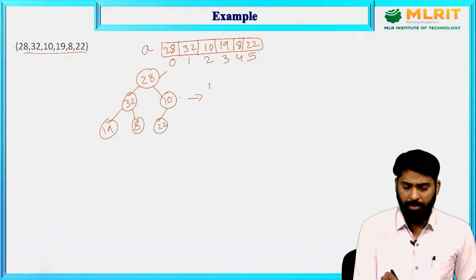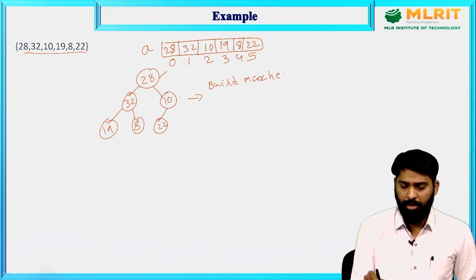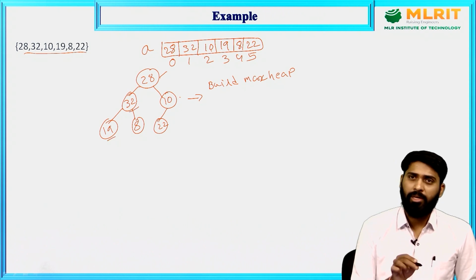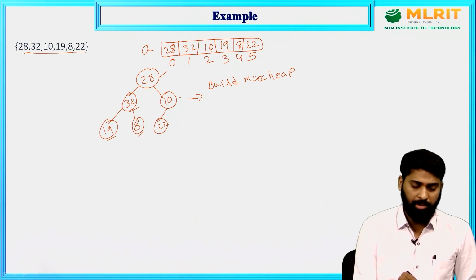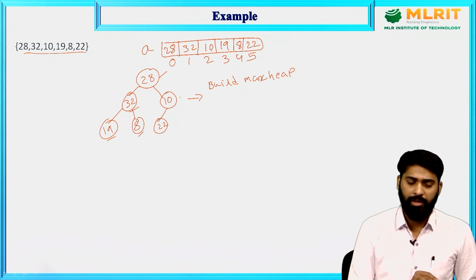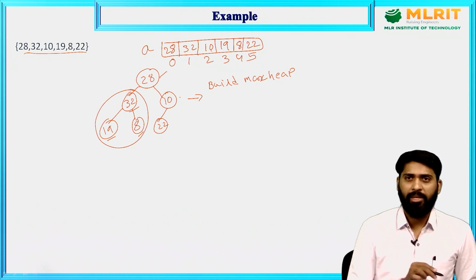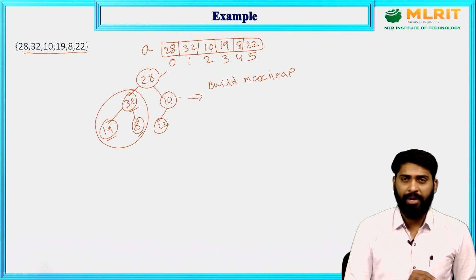What is the next step? Build max heap. Now check 19 with 32. So 32 is the greatest. So we don't swap anything. Compare 8 with 32. Yes, 32 is greatest. So this subtree is a max heap. Now move to right side.